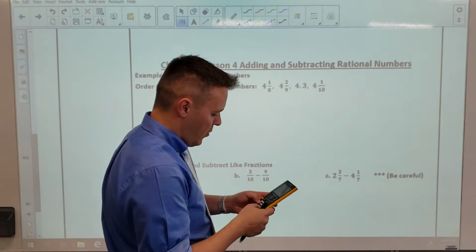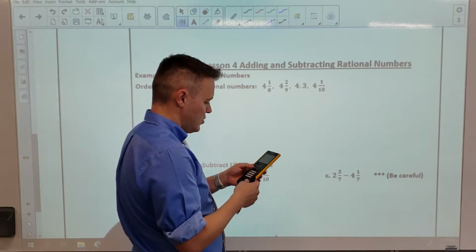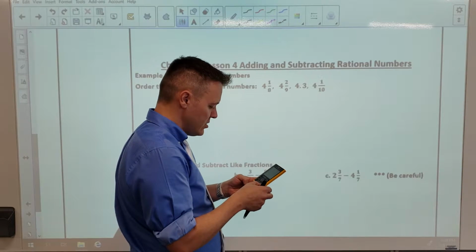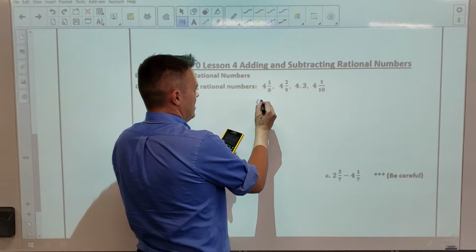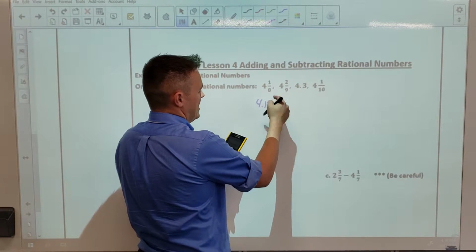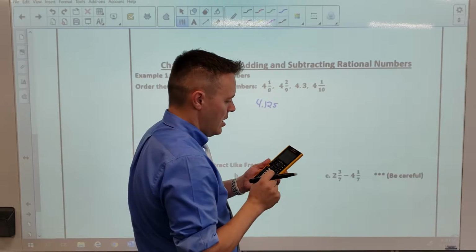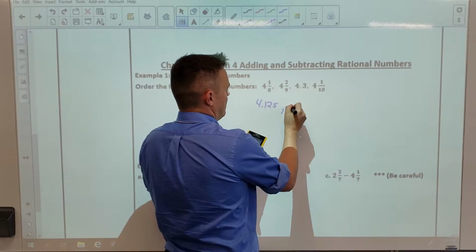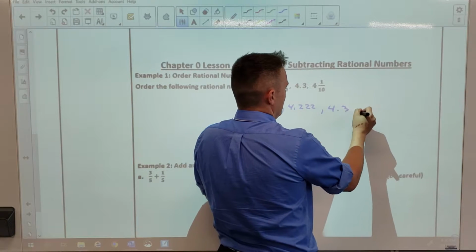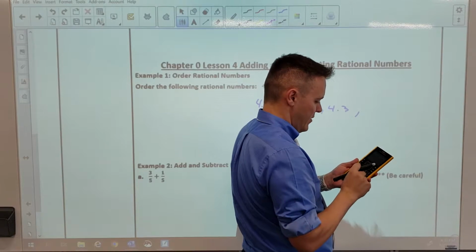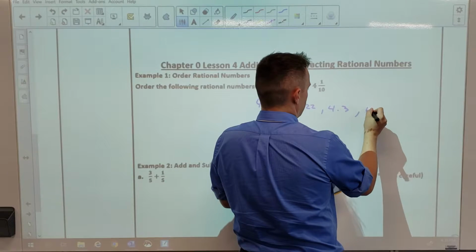So 4 times 1/8, or I'll just actually do 1 divided by 8. That's going to be 4.125, okay, that's this one. And then 2 divided by 9 would be 4.222. And then this one's 4.3. And then your last one, 1 divided by 10 is going to be 0.1. So this would be 4.1.